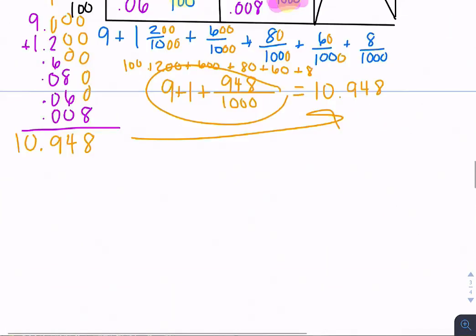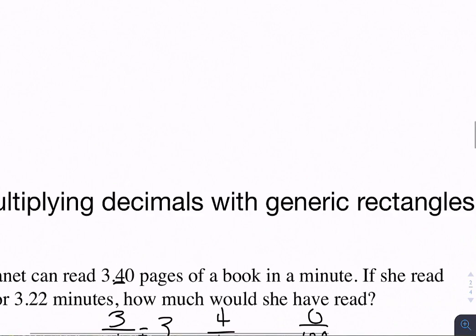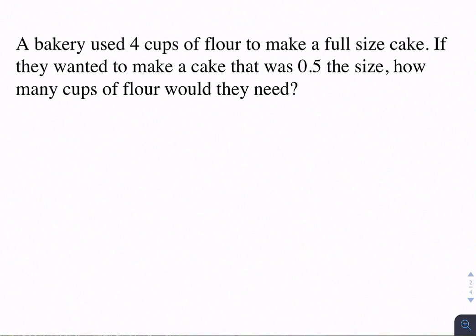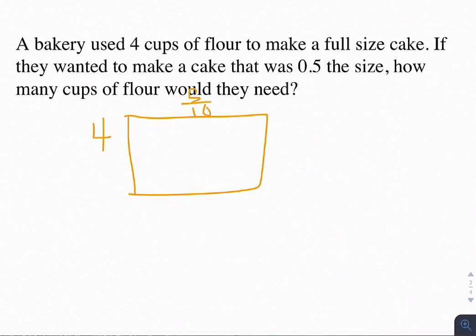So let's try one more. If I can find where it went. Up here. Okay. A bakery used 4 cups of flour to make a full-size cake. If they wanted to make a cake that was 5/10 the size, how many cups of flour would they need? This one is a pretty simple one for us. We would do 4 on one side, 5/10 on the other.